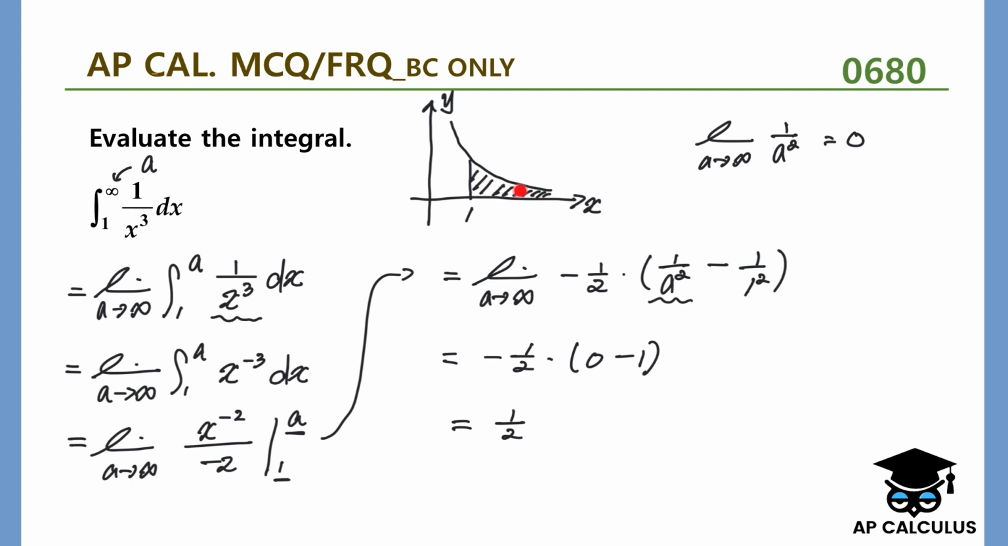Which means the area of the region under this curve is converging to the value of 1/2, right? So the answer for this improper integral is 1/2, or we can say this improper integral is converging to 1 over 2.